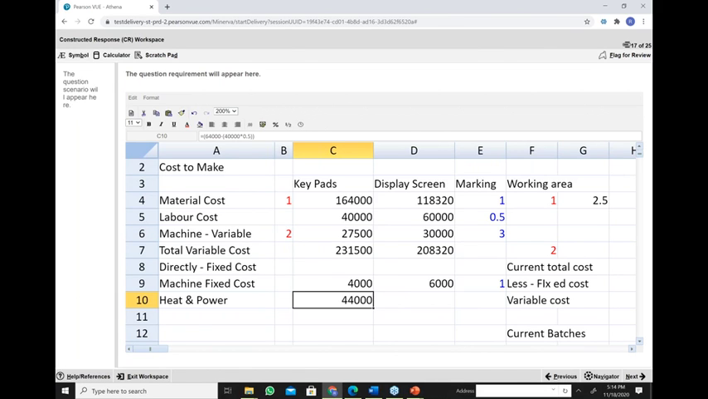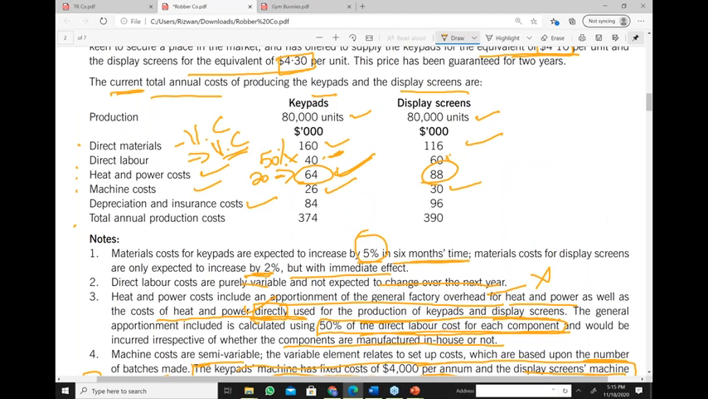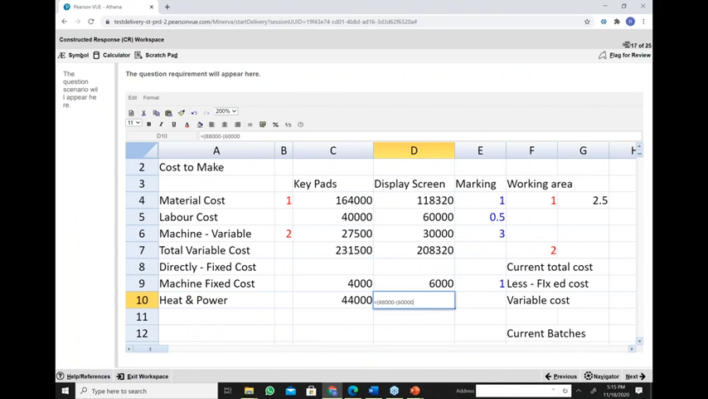Same for the second one. 88,000, bracket open, 88,000 minus, what is the labor cost of display screen? It's 60,000, right? 60,000 multiplied by 0.5, and 58,000 is the figure. Here we go. So we are getting again 1 mark for this calculation as well.